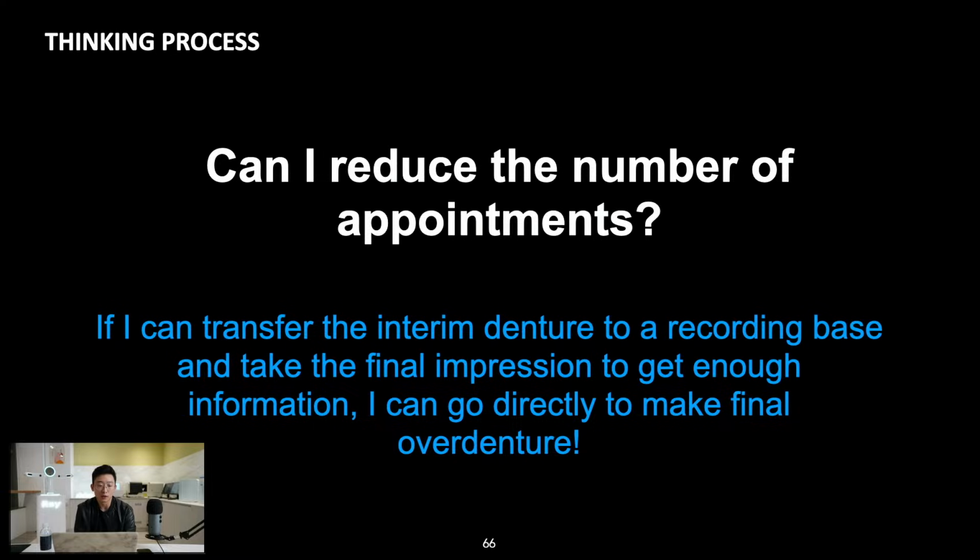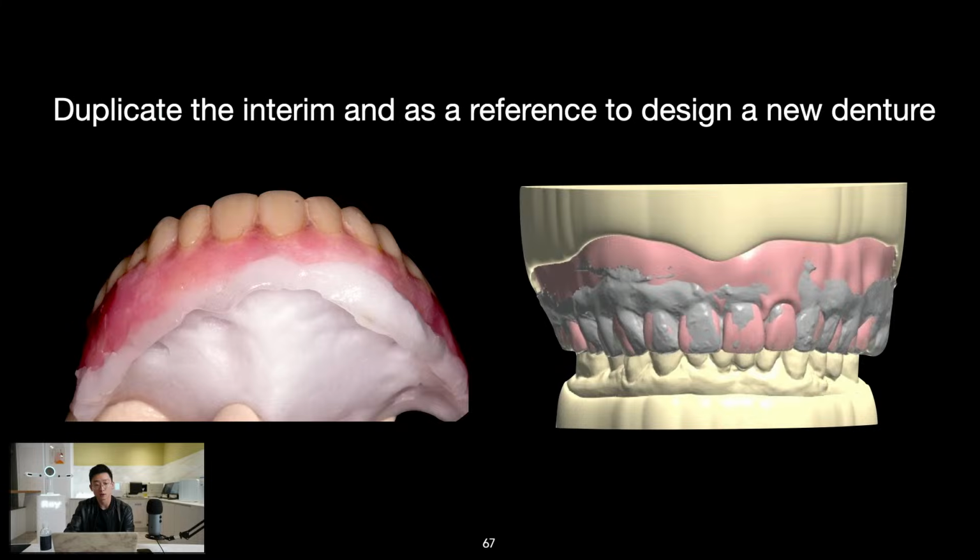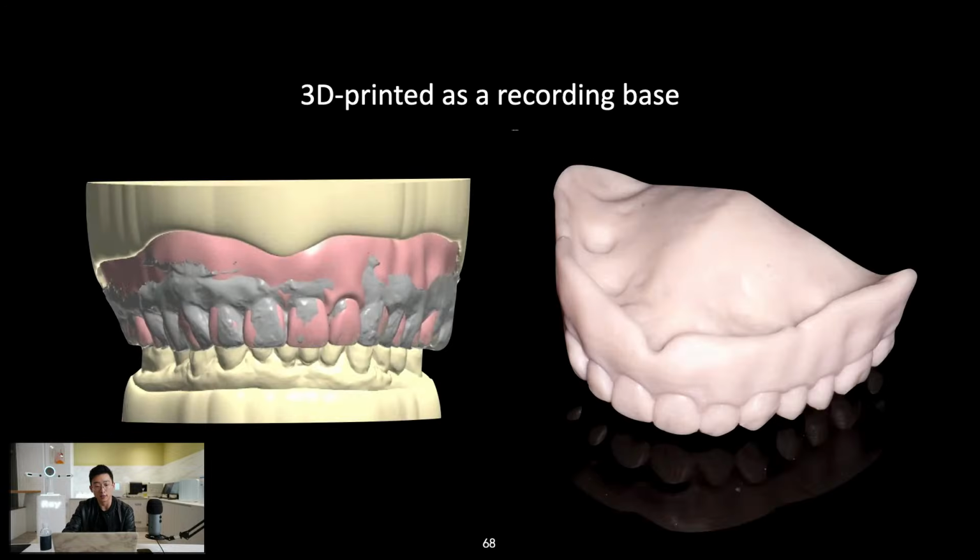So I think if I can transfer the interim denture to a recording base and take the final impression to get enough information, I can go directly to make the final overdenture. So how can I do this? First, I duplicate the interim denture as a reference and use it to digitally design a new denture. Then I print this digital denture as a recording base.